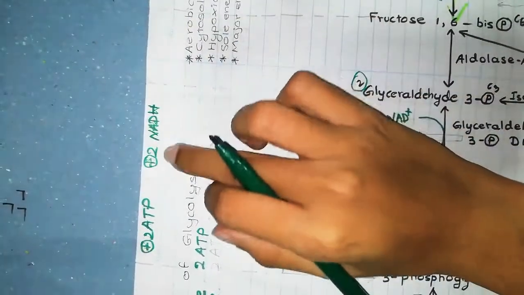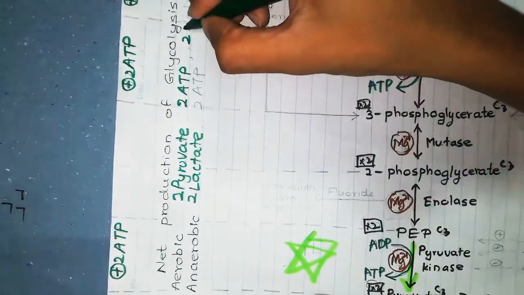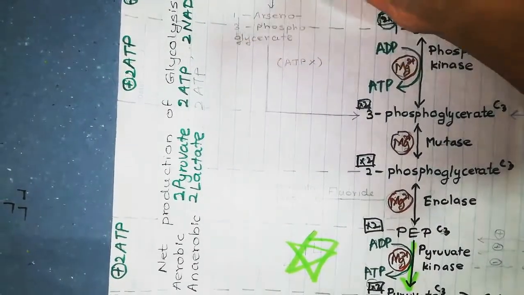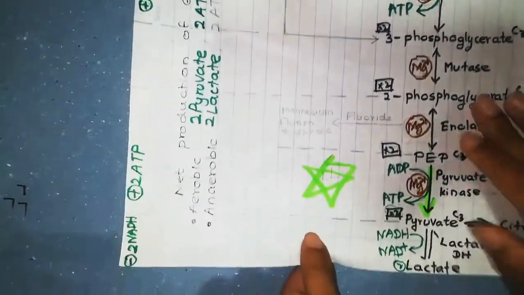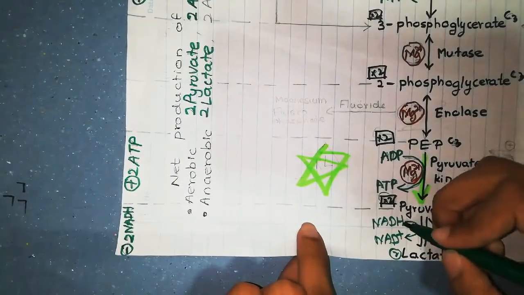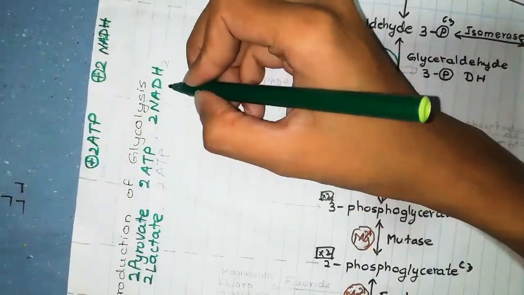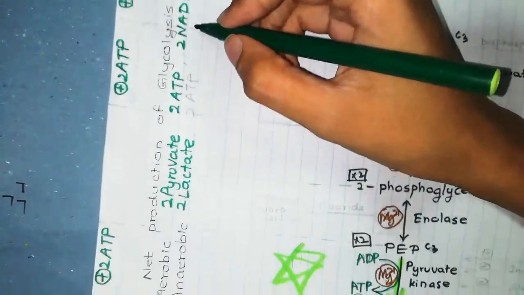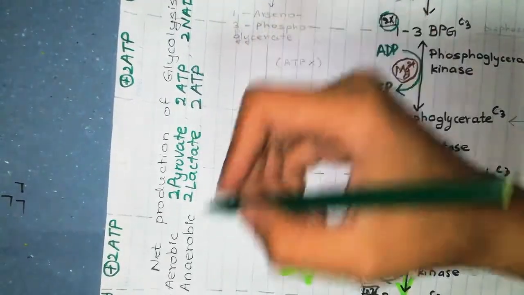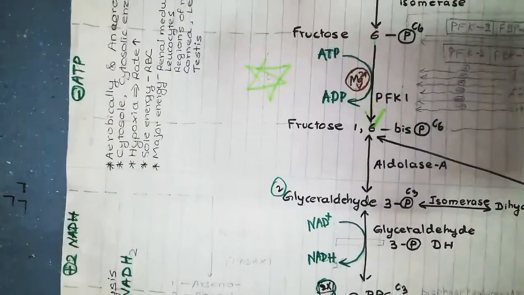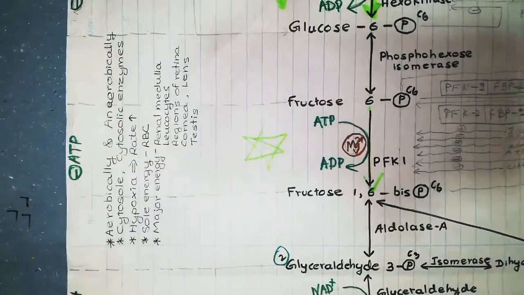And here we can get 2 NADH molecules. So I write here 2 NADH, but in anaerobic condition, the pyruvate is converted to lactate and NADH is utilized. So no net production of NADH in anaerobic conditions, but ATP remains, no effect for ATP in anaerobic condition. Okay, so that's the calculation, and now I'm going to add some additional steps that are related to glycolysis.